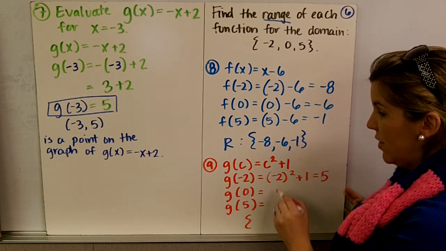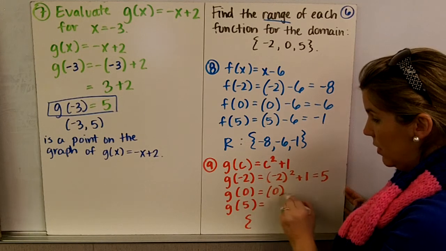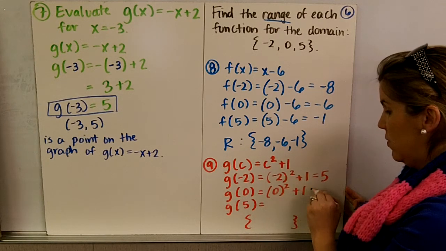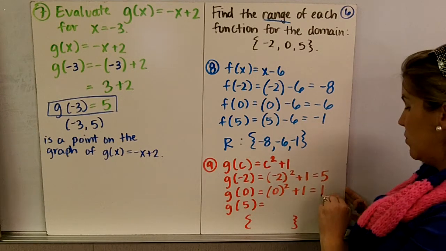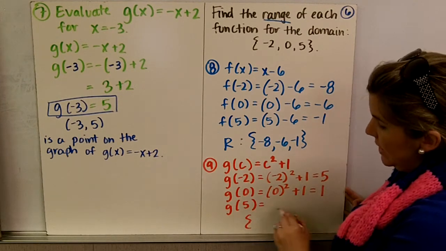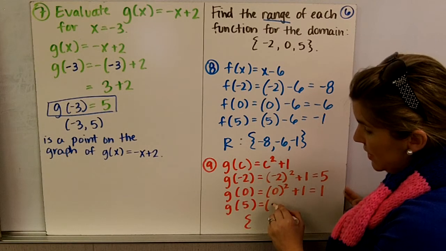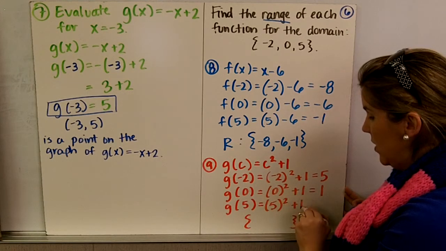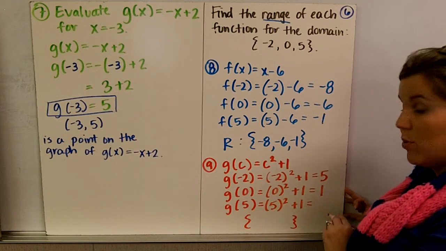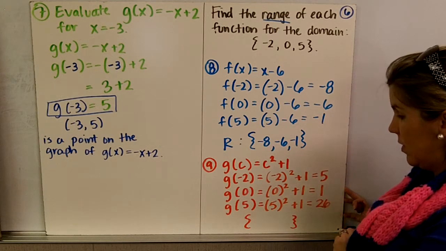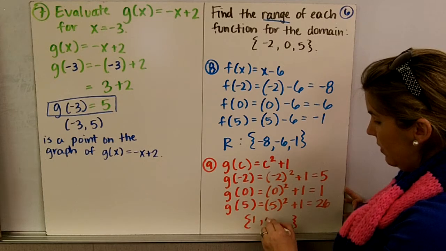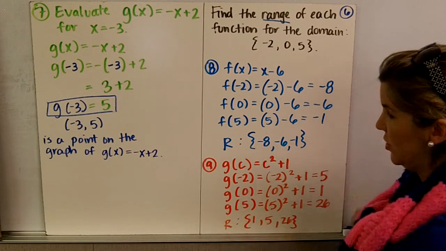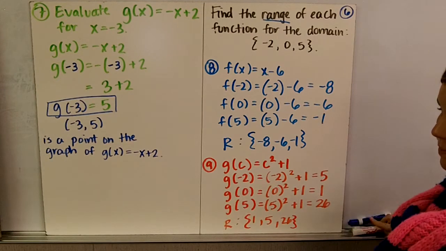Do the same thing for 0. Take c out, put in 0, it gets squared, plus 1. 0 squared is 0, plus 1 is 1. Take out the c and put in 5. 5 squared, plus 1. 5 squared is 25, plus 1 is 26. So I have 1, 5, and 26 for my range, and I put them in order from least to greatest.